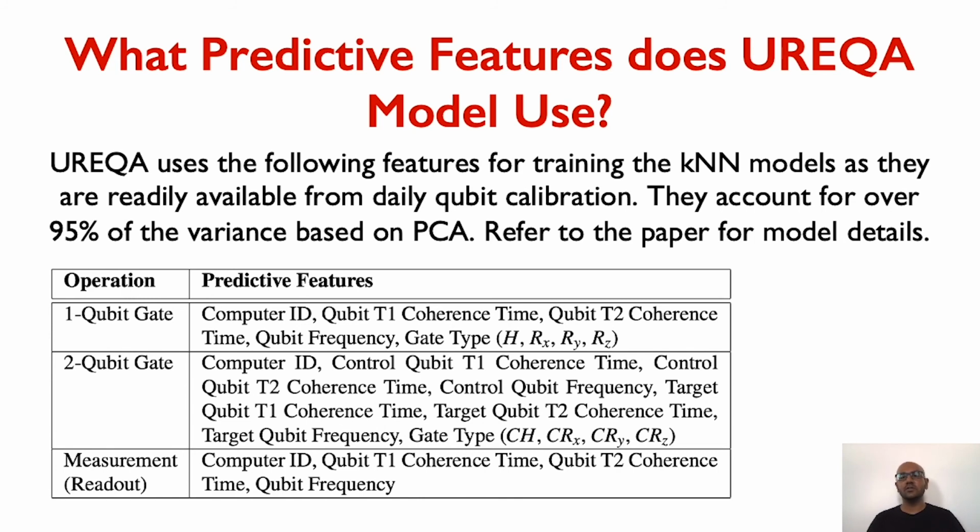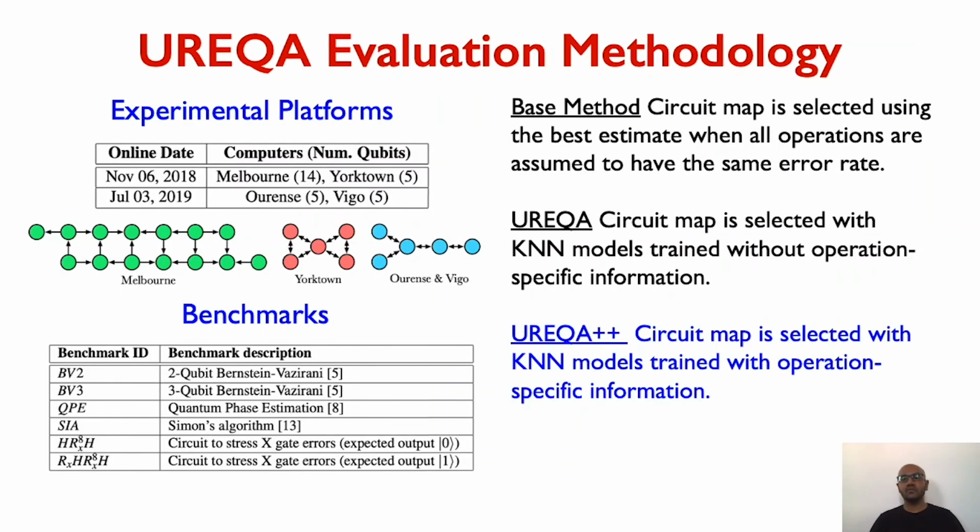It does not use features related to the neighboring qubits or other qubits on the same computer, because when we performed a principal component analysis, we found out that just these features account for over 95% of the variance, which meant that the other features which are available on the computer do not contribute majorly towards the predictive power of our models. Next, we look at the evaluation methodology of UREQA.